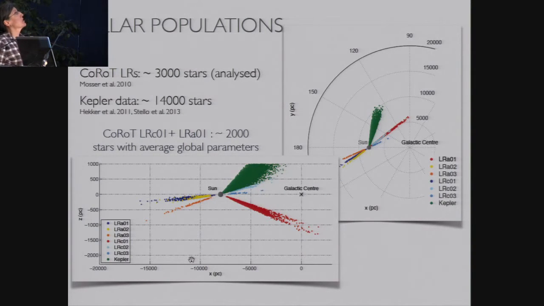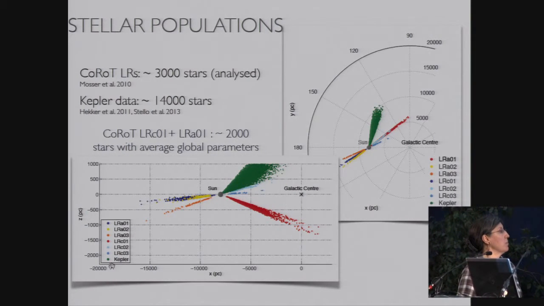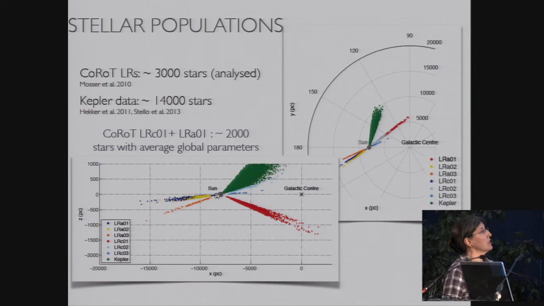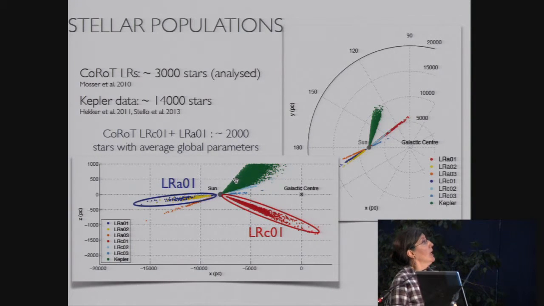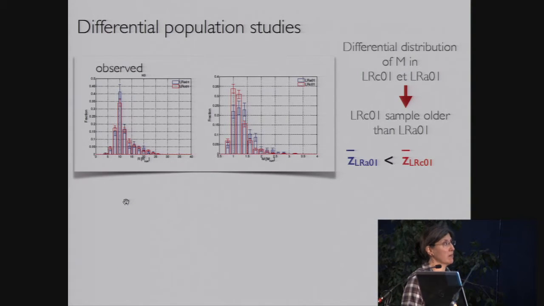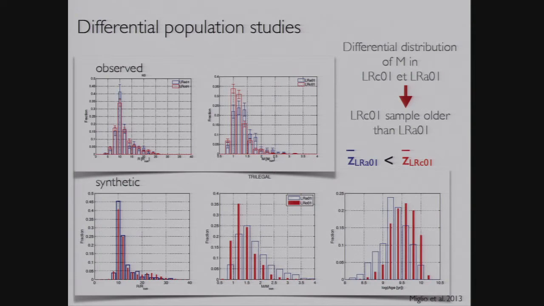So what I told you was the possibility to do studies of stellar populations. And what you see here are the stars located in the galaxy, over the plane and on the disk. You have different colors for different runs of CoRoT, and the green one corresponds to Kepler. With the first runs, for which we have around 2,000 red giants with seismology, we were able to use this data to derive mass and radius, and doing simulation to estimate the distribution of mass and radius on one side and the other of the galaxy, in the center and the anti-center.